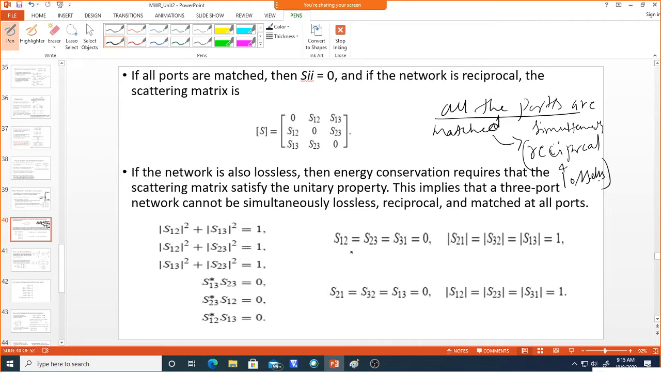Okay, so if you put one of the values as 0 and calculate the corresponding values, then you will come to know that the same S matrix value is taking two different values. So that's why if all the ports are matched and the network is reciprocal, we cannot achieve the lossless condition. In order to achieve both lossless as well as reciprocity, what is the condition you need? You need at least one port that is not matched. So with one port not matched, you can achieve reciprocal as well as lossless.